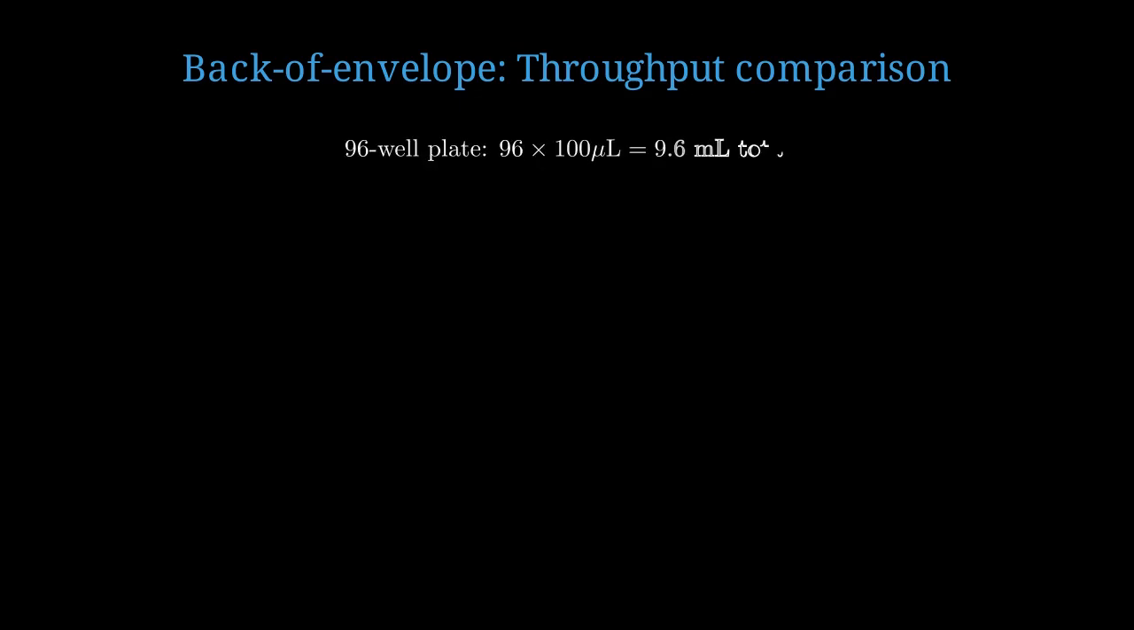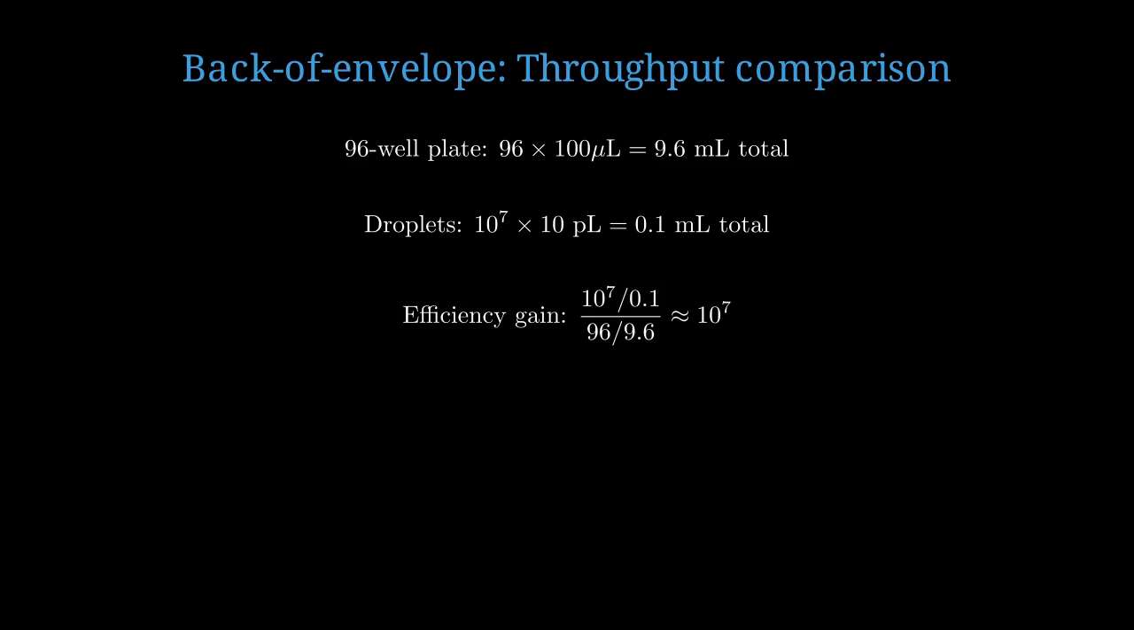A 96 well plate with 100 microliters per well uses 9.6 milliliters of total reagent volume for 96 experiments. Now 10 million droplets of 10 picoliters each uses only 0.1 milliliters total. That's 100 times less reagent for 100,000 times more experiments. The efficiency gain is approximately 10 million-fold. You're doing 10 million times more experiments per unit volume of reagent. This means reagent costs drop by orders of magnitude. For expensive enzymes, rare antibodies, or precious biological samples, this is absolutely transformative.